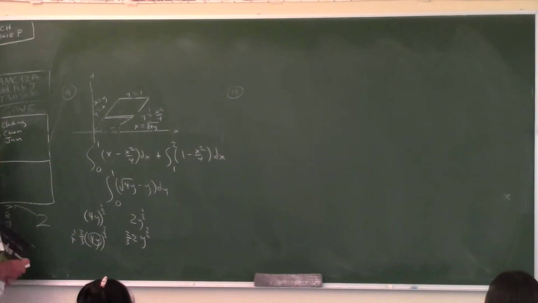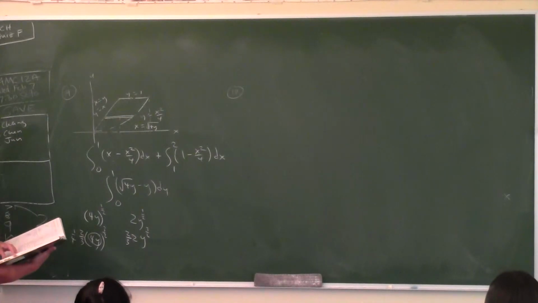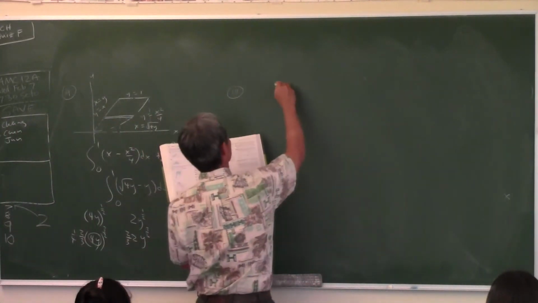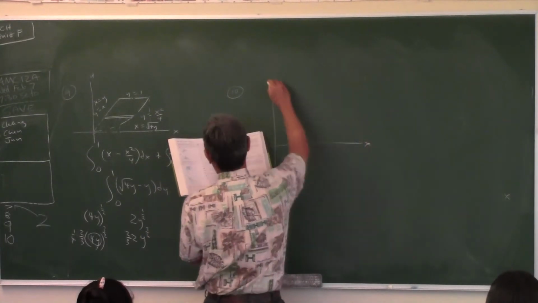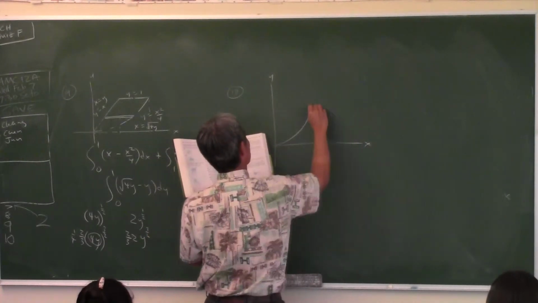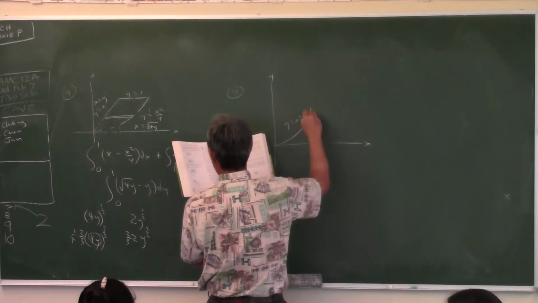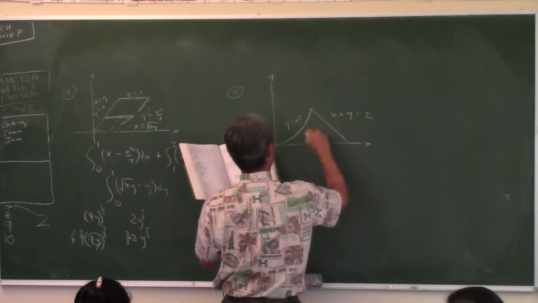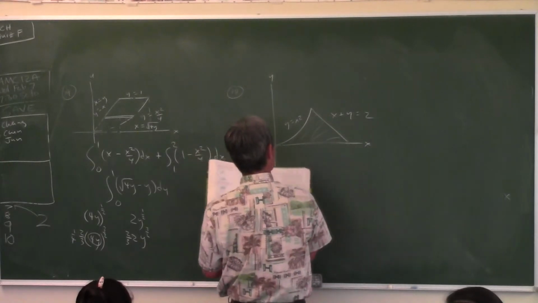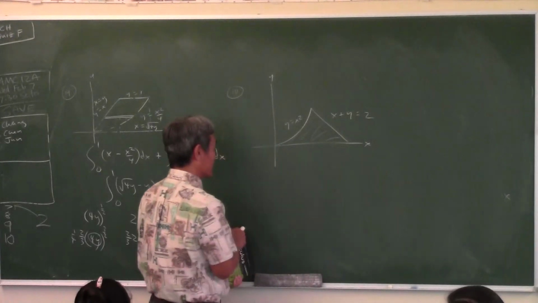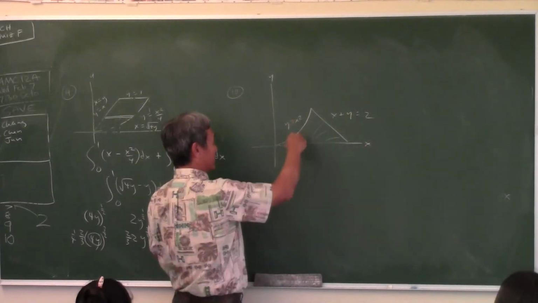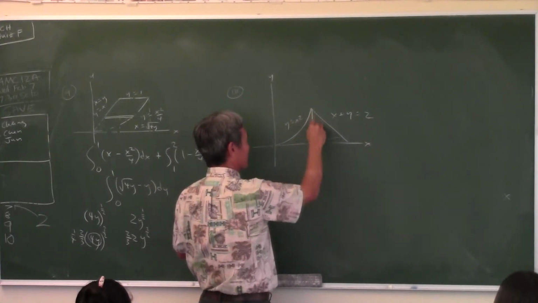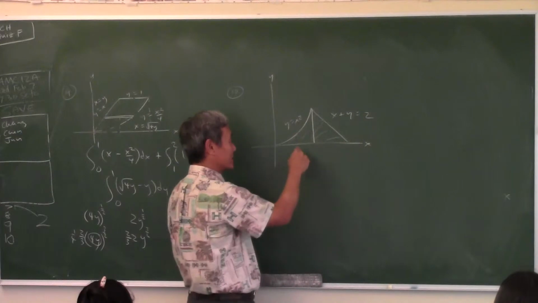And then finally, number 10. You have y equals x squared, and then x plus y equals 2. Find the area of this region. So there's two things you can do. Can you see that if you make vertical rectangles, you're going to have to do two integrals? Yeah, because right there, the top minus bottom changes.